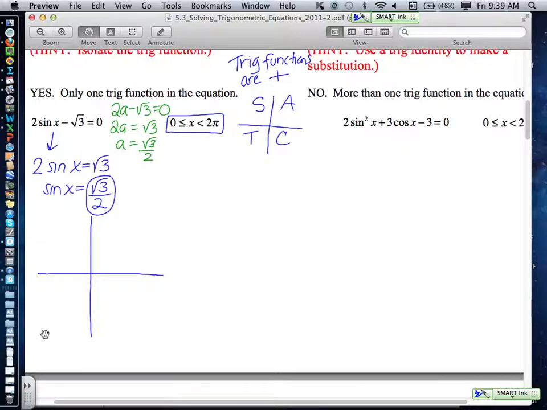draw the reference triangles in quadrants 1 and 2, because sine is positive in quadrant 1 and sine is positive in quadrant 2. So I'm going to draw these triangles, remembering that a sine ratio is the opposite over the hypotenuse. Okay, opposite over hypotenuse for sine. So the opposite side is going to be root 3. The hypotenuse is 2. I'm going to draw that same triangle over here in quadrant 2. The opposite side is root 3. The hypotenuse is 2.